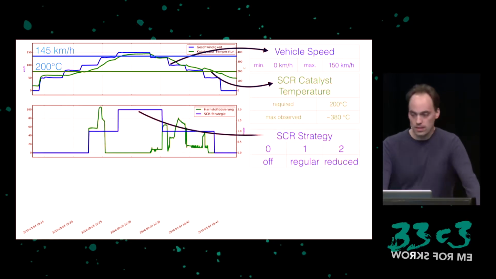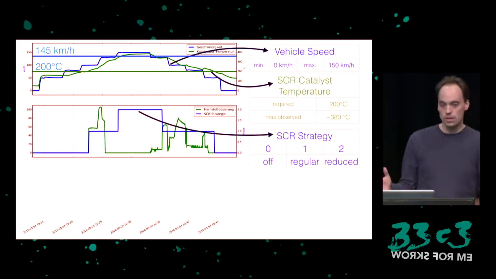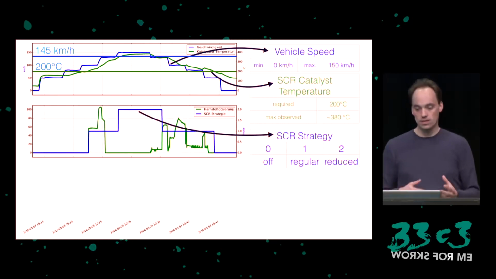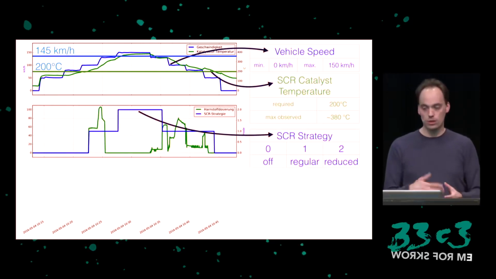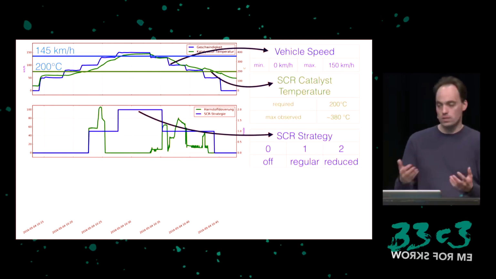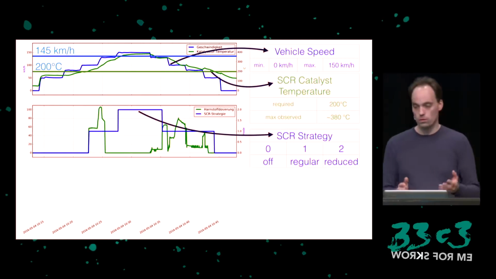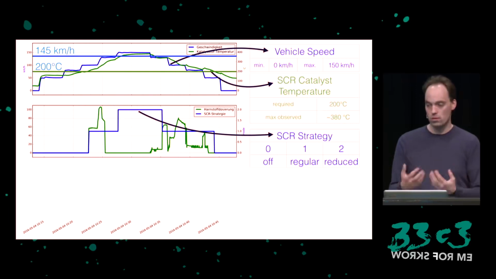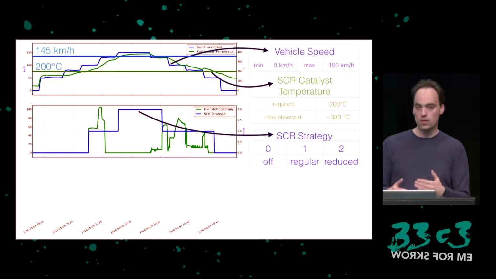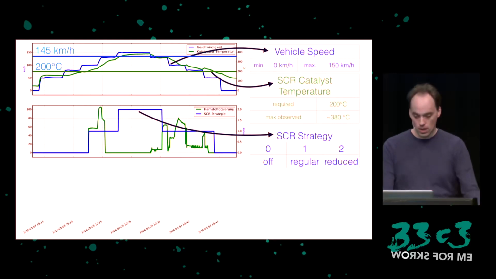We logged something that is the SCR strategy. It turns out there are multiple ways the ECU computes how much AdBlue to dose, and I call them strategies. 0 means off, no AdBlue is dosed. 1 means the regular way that takes into account the storage mechanism. And 2 is a special reduced way. And then we also logged the actual dosing value.